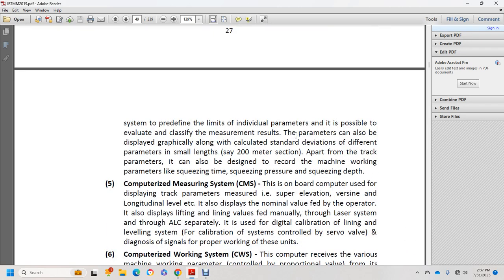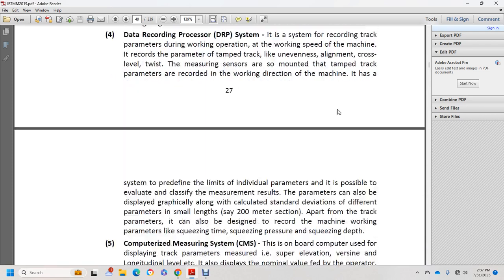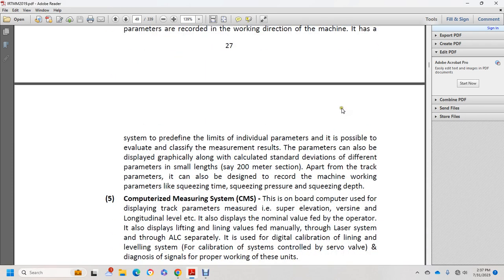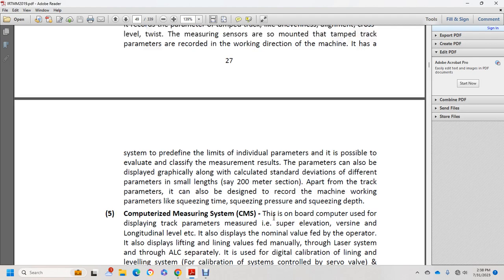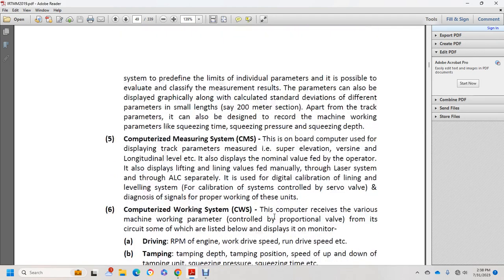5. Computerized measuring system, the CMS. Onboard computers will display the track parameters measured, with the super elevation versus sign with the longitudinal level, and also display the nominal value fed by the operator. It also displays lifting and lining values manually through the laser system, along with the automatic guided computer system. Separately, with digital calibration, the lining and leveling calibration system is controlled using the turbo value of the diagnostics enabled for proper working of these units.